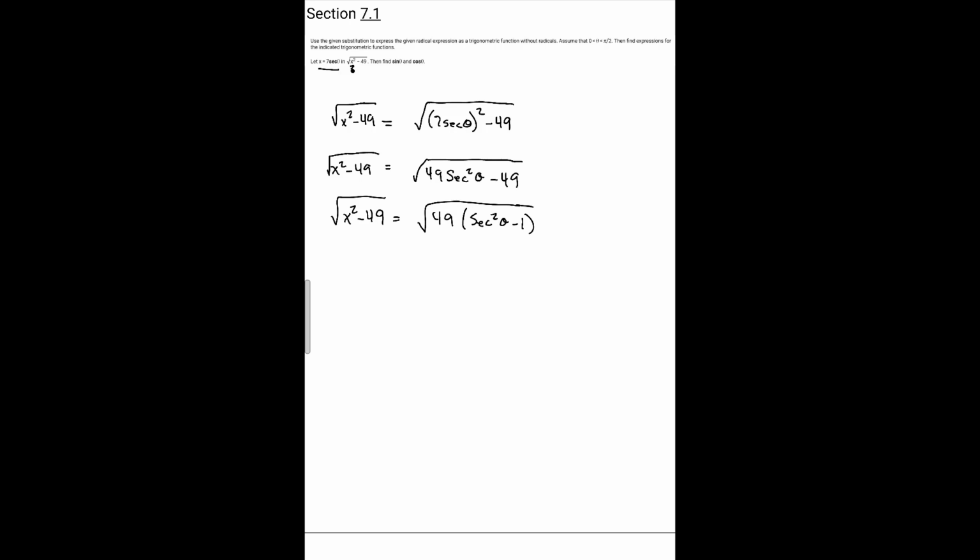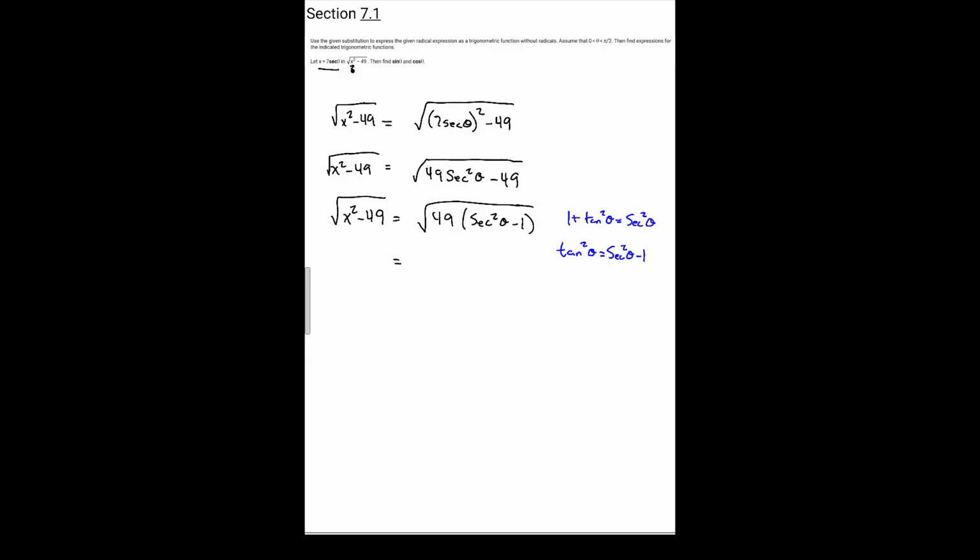Okay? Now, we can do this one of two ways. We can use a Pythagorean identity, and I'm going to write it off to the side here: 1 plus tangent squared theta equals secant squared theta. If we algebraically manipulate that, subtracting the 1 to the other side, then we have a new identity, tangent squared theta equals secant squared theta minus 1. So secant squared theta minus 1 would be replaced with tangent squared theta.